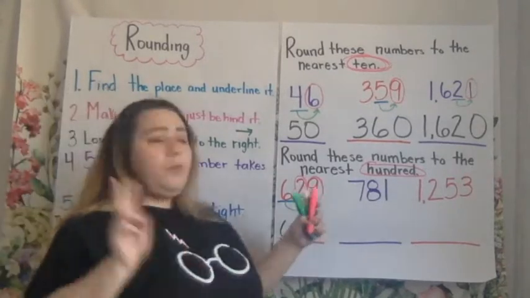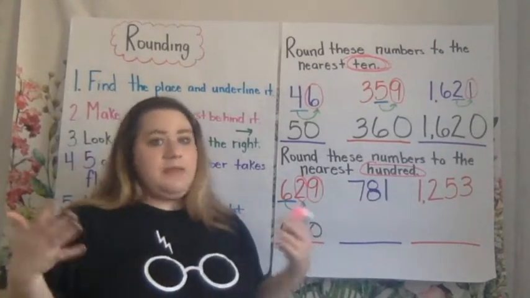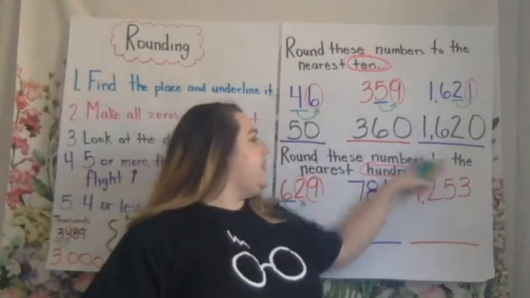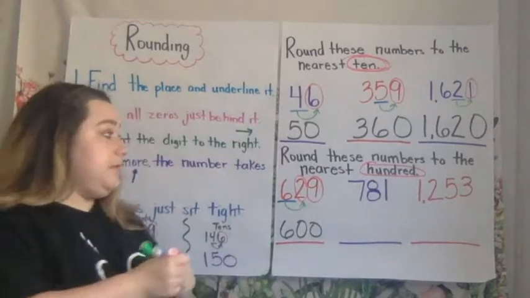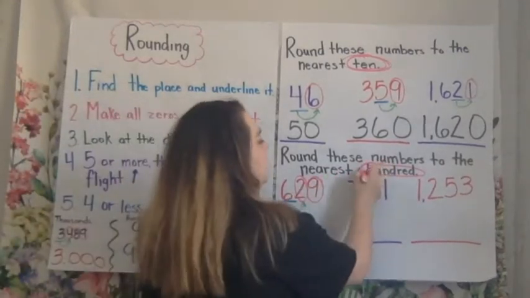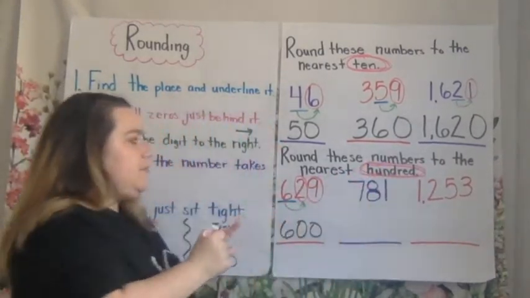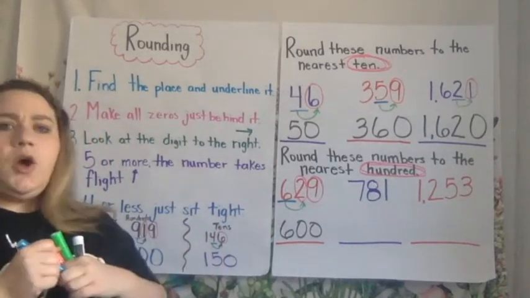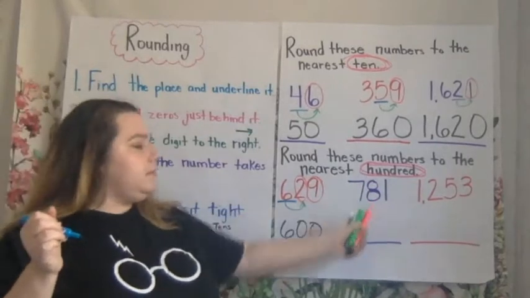All right, we have 2 more, and I'm going to go fast because now I think you can handle it. So I'm going to read my question again. Round these numbers to the nearest 100. I round it to the nearest 100. I read my question. I understand where I'm going. So I find my place value and I mark it. What number should I be underlining?